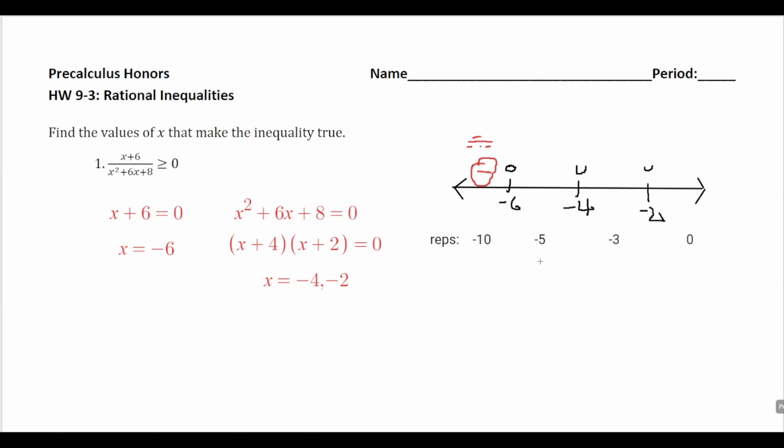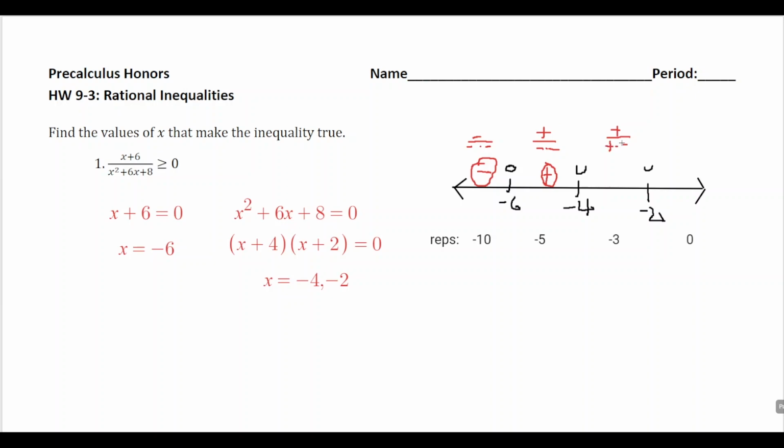If I plug in -5, I'm going to get a positive on top, and then on the bottom, I'm going to get a negative times a negative. So negative times a negative is positive, so a positive divided by a positive is positive. Between -4 and -2, I picked -3, and that's going to give me a positive divided by a positive times a negative.